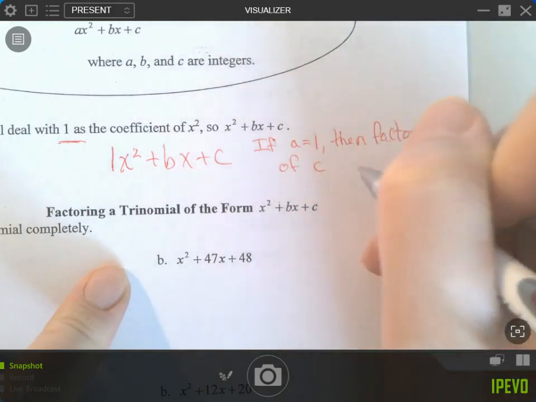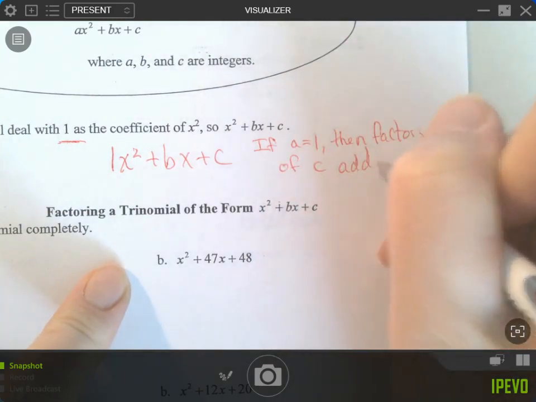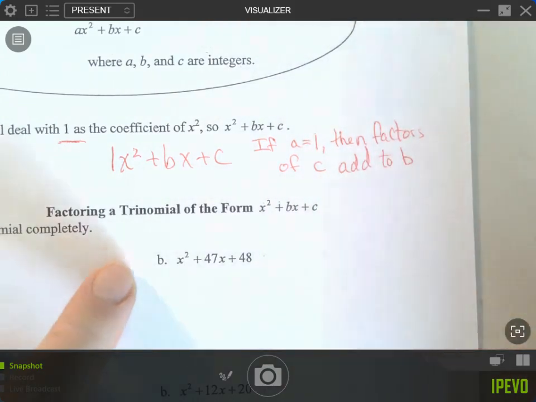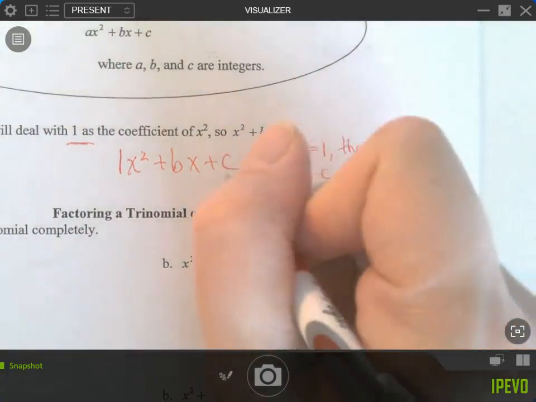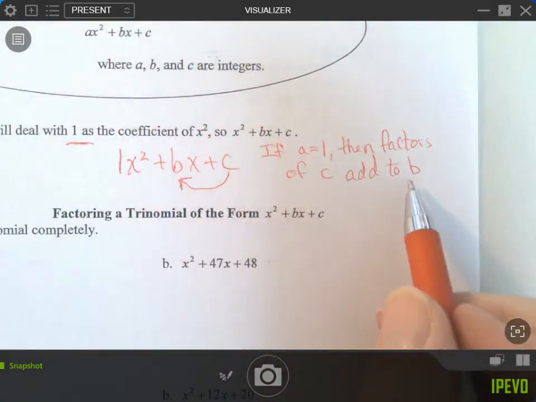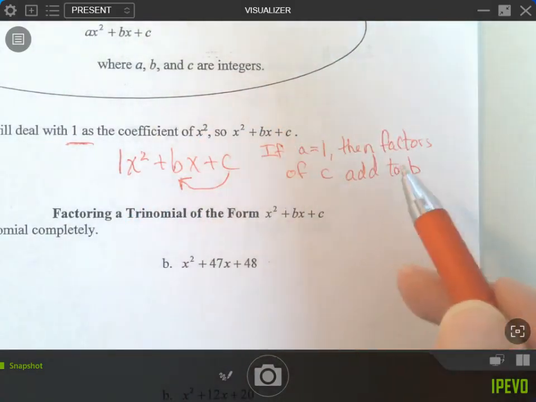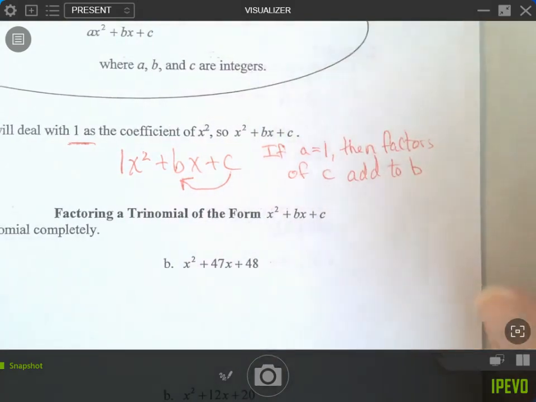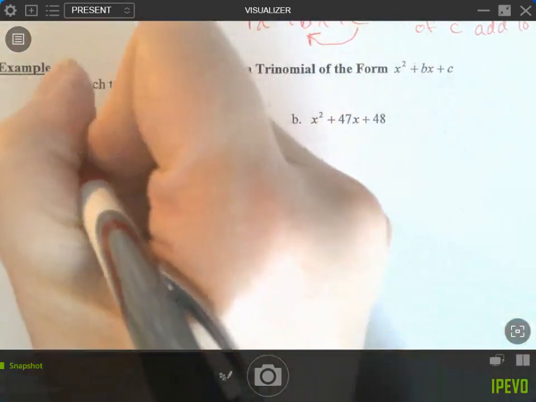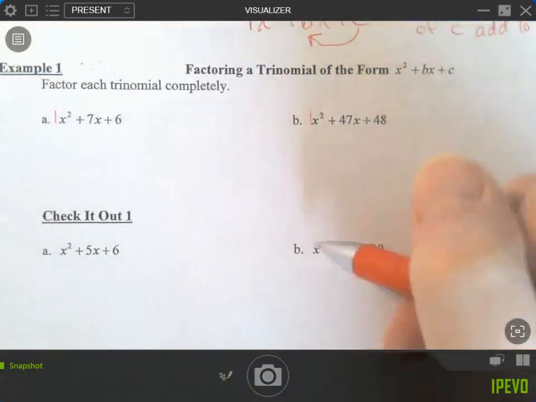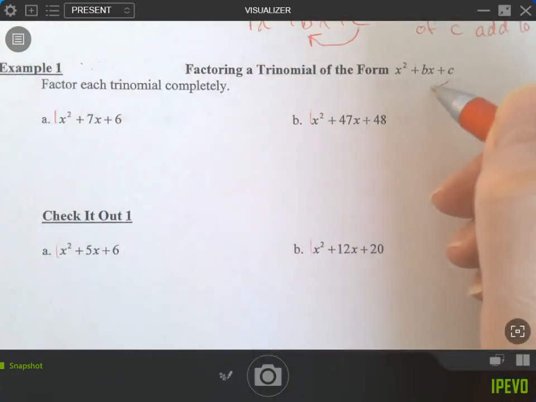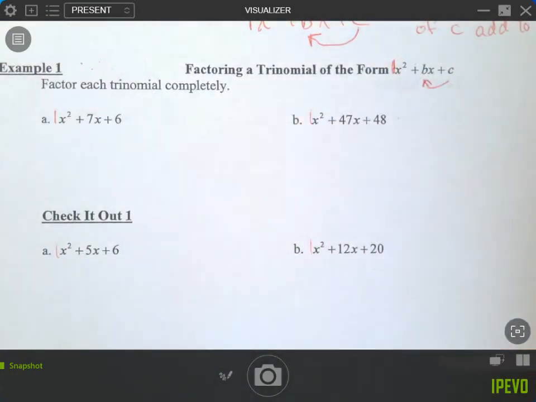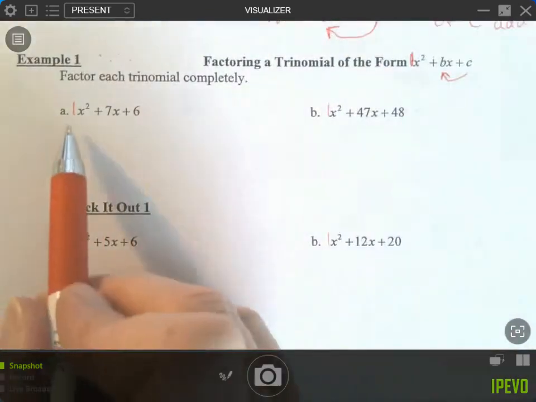what are factors? What do I mean by factors? Factors are numbers that multiply together. So factors of c, the last term, will add up to b. That's sort of the rule, and that only happens when a is 1. So take a minute and look at these examples. Do you see that all these have a coefficient of 1 in front of the x squared? That is the only time that the factors of c will add up to b, if the a value is 1. So no GCF.